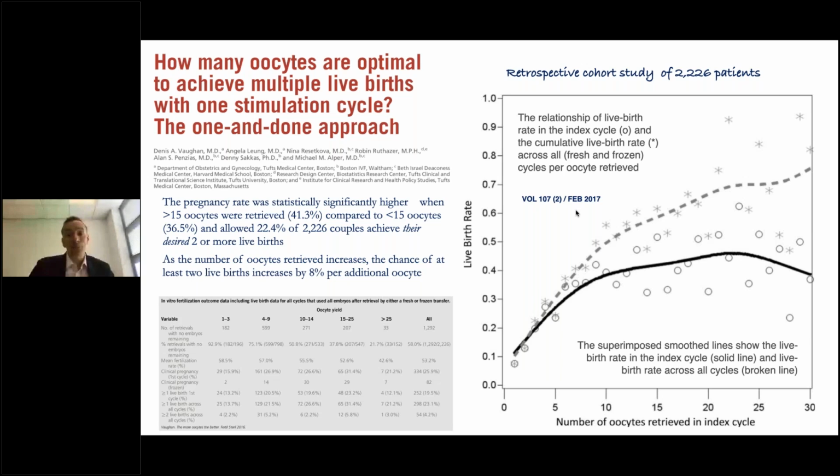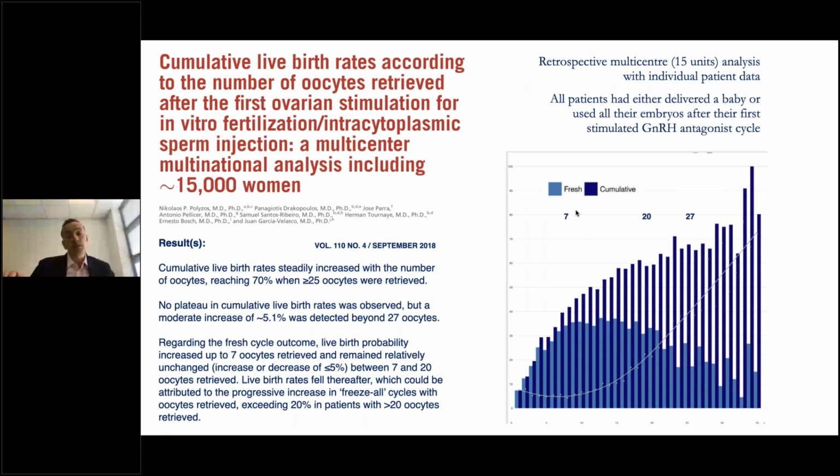Eggs are critically important, so you need to maximize your response. And this is another study by Nicholas Polyzos. Again, a really nice study. There are some limitations because it's retrospective, but fantastic numbers, 15,000. And again, it shows that there is a plateau in the fresh cycle, but the cumulative live birth rate with those frozen ones keeps on going up and up and up. So essentially what we're saying is more is better, providing you do it in a safe manner.